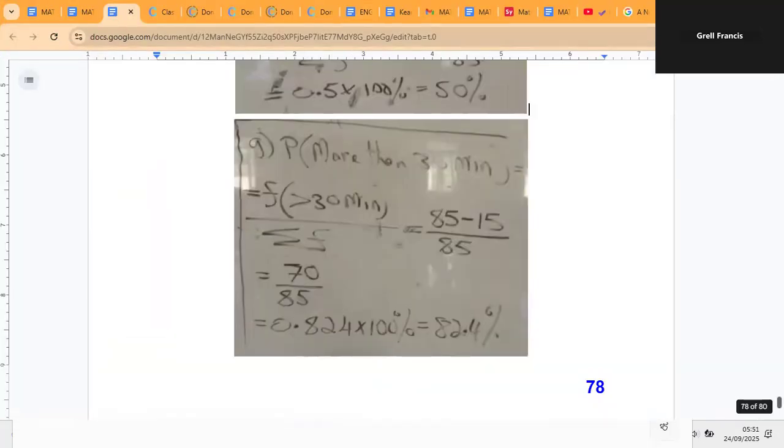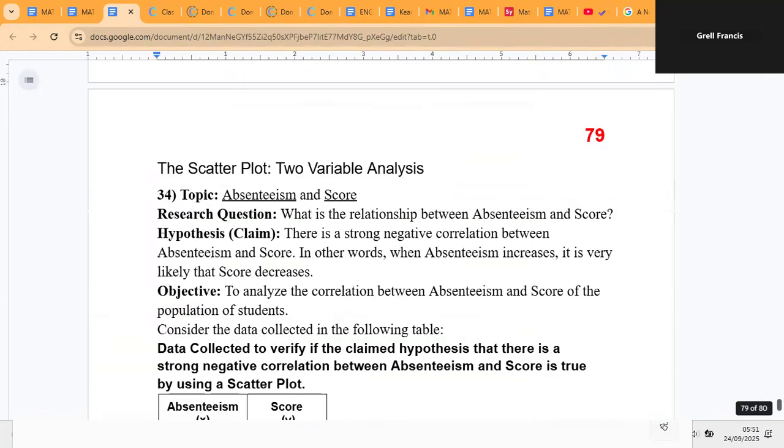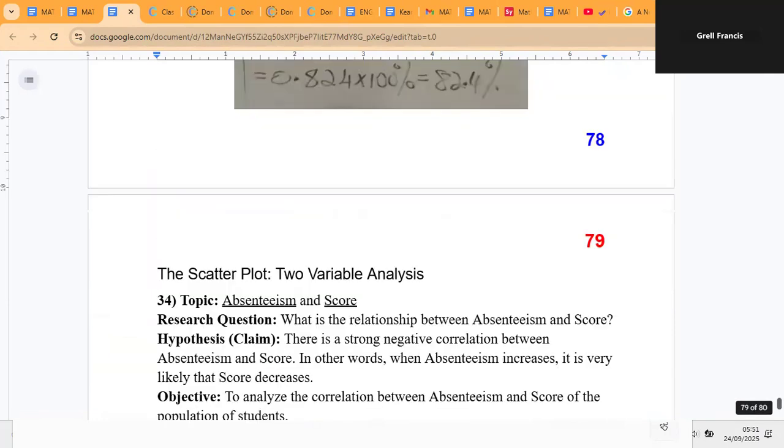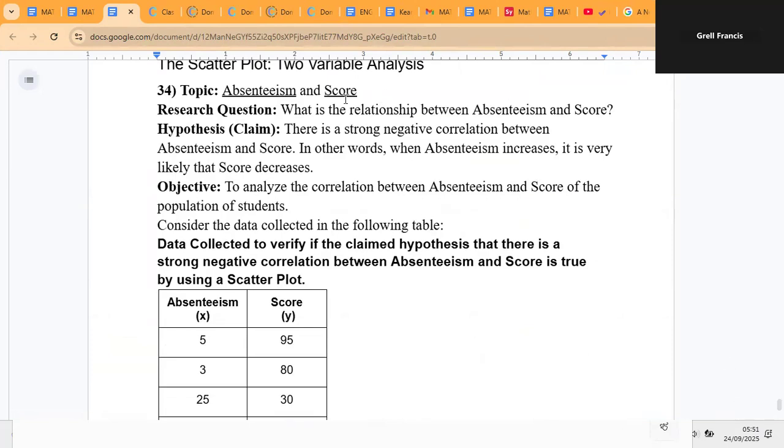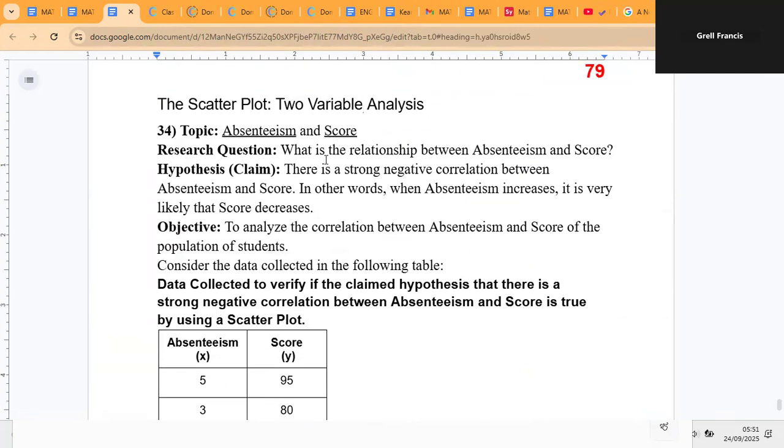Then we will be able now to go to number 34. 34 is concerned about the two variable analysis. The two variables are absenteeism and score. Research question: what is the relationship between the two variables, between absenteeism and score? Okay, and there's a hypothesis saying that there's a strong negative correlation between the two variables, between absenteeism and score. Is that true? That's a hypothesis. That's a proposition, or supposition.